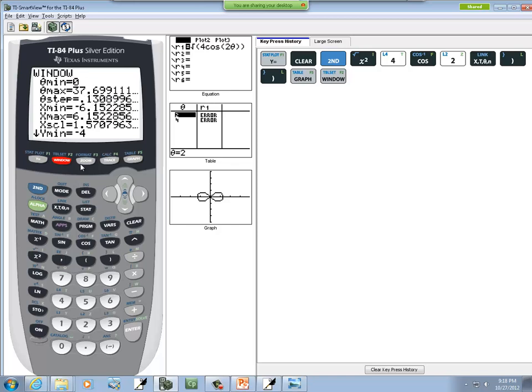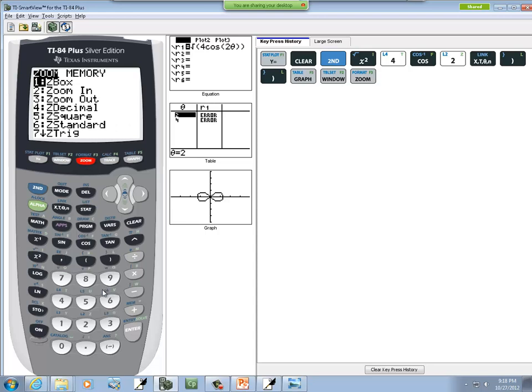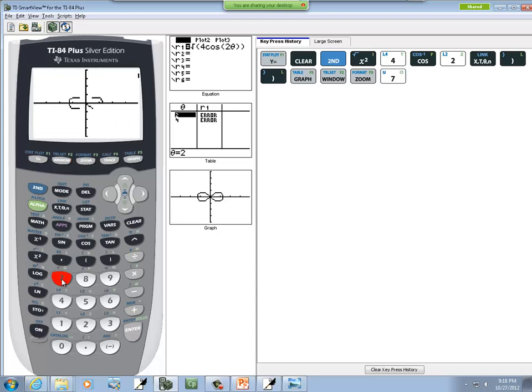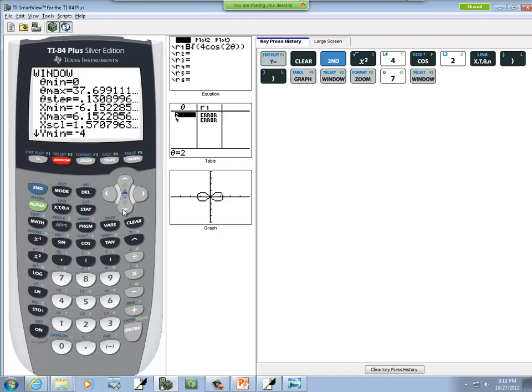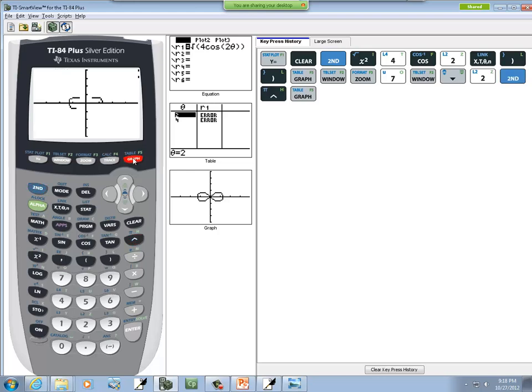Whoa, how did my max get that big? Let me press zoom and choose ZTrig. Okay. Well, by default, you shouldn't see that. By default, when you first come in here, it goes from theta min to theta max. Theta max is 2 pi. So I put 2 second caret, and then press graph. Now you don't have to set that. That's what yours is set to as default. And this is what you see.